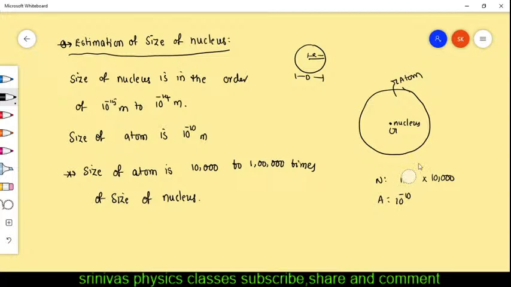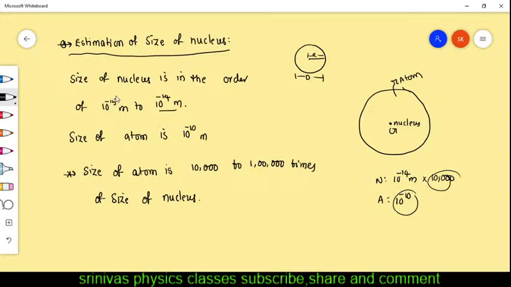I am taking the nucleus size as 10 to the power of minus 14 meters. If it is multiplied with 10,000, we are getting 10 to the power of minus 10. Is it right? That means atom size is 10,000 times the nucleus size.